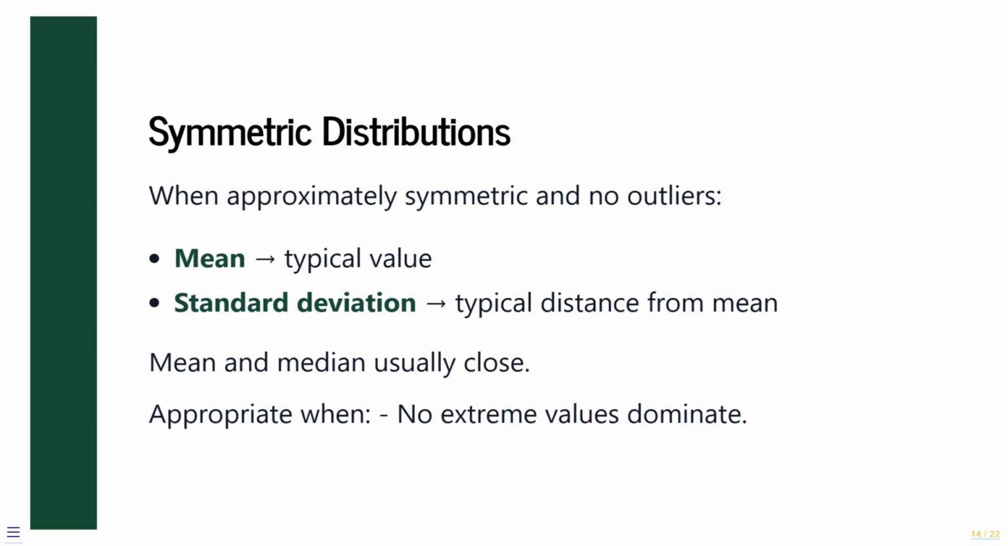When a distribution is approximately symmetric and does not contain extreme values, the mean and standard deviation provide an efficient and interpretable summary. The mean captures the balance point of the distribution and represents a natural notion of a typical value. The standard deviation describes the typical distance of observations from the mean. In symmetric distributions without outliers, the mean and median are usually close to each other, and no single observation dominates the summary. In this setting, mean and standard deviation are both meaningful and appropriate.